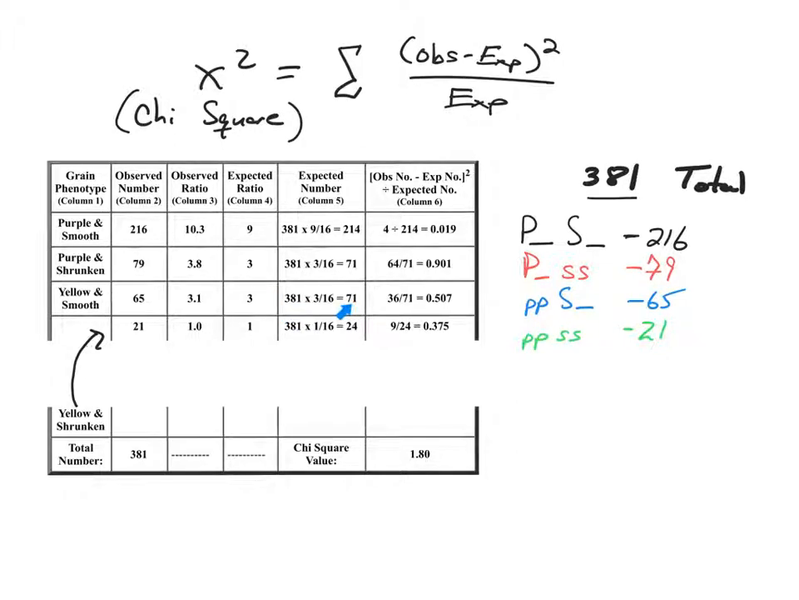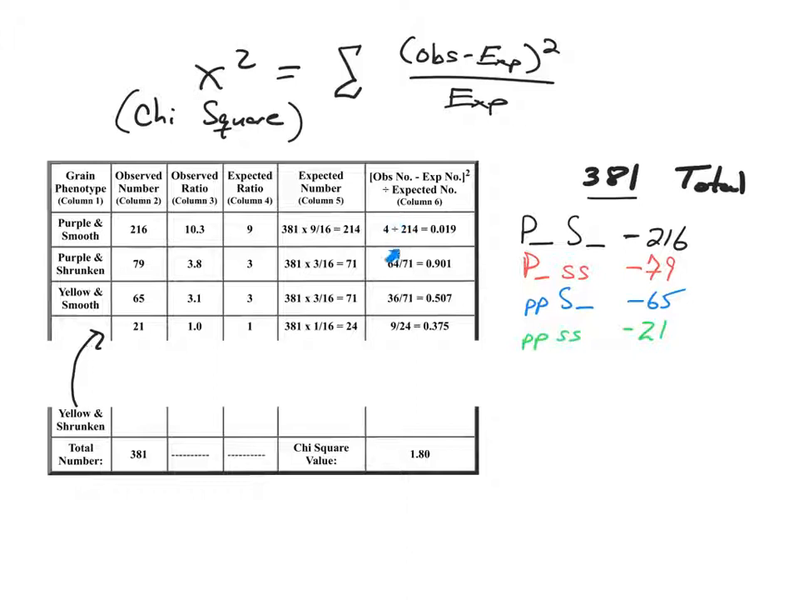71. That's a negative number, but when we square it, it's not negative anymore, right? What's 65 minus 71? 71 minus 65 is 6. It would be negative 6 if it's 65 minus 71. Yes, it's negative 6. Negative 6 squared is 36, positive 36. That's why we square it, so we have no negatives involved in this calculation. Divided by 71, because that's the expected. It gives you this number.